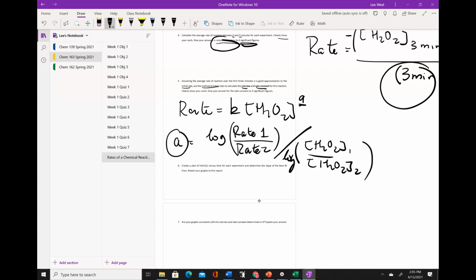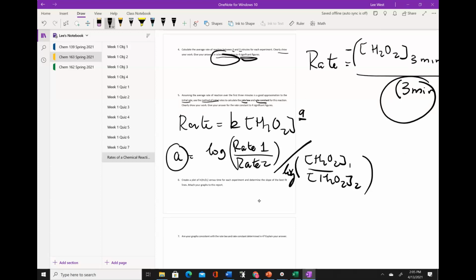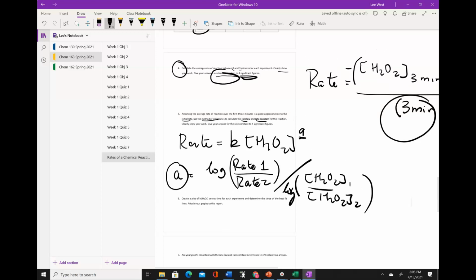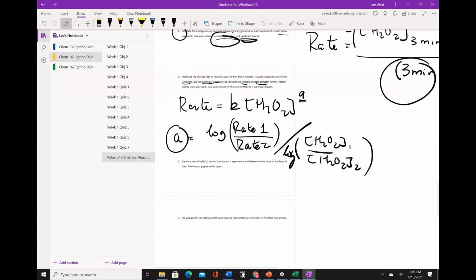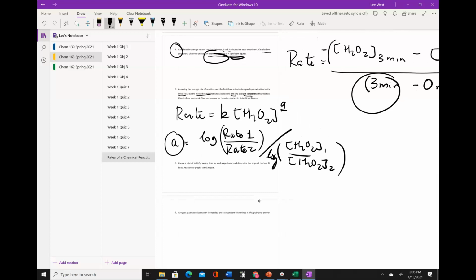So the rates are just those two numbers that we calculated up here in question 4, and then the concentrations are just those two concentrations that were given in our table. So pretty easy to get what the order is, right? And so it should be either 0 order, first order, second order, something along that. It's going to be close to a whole number.